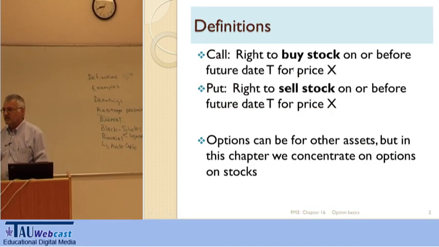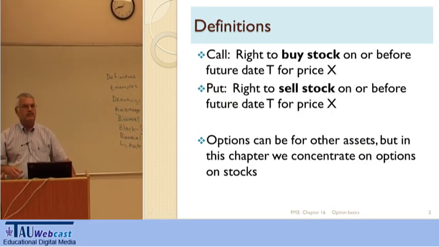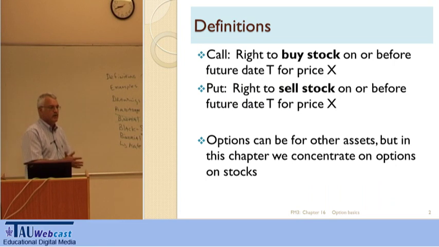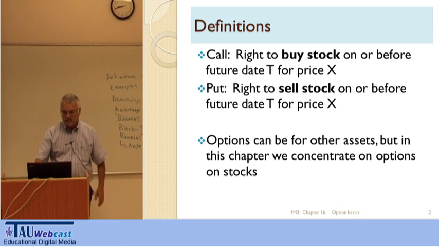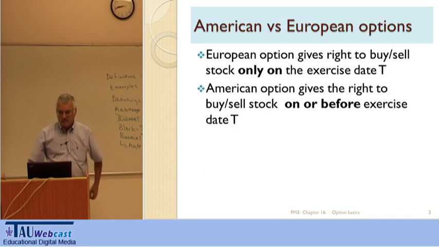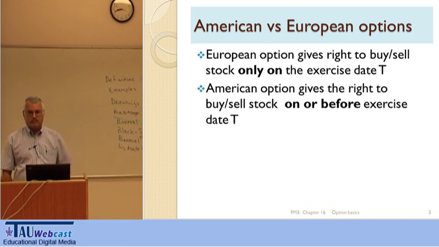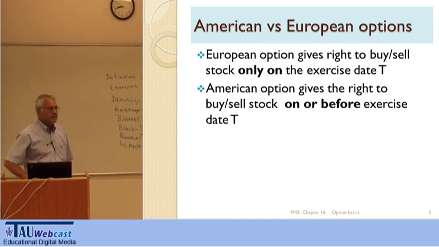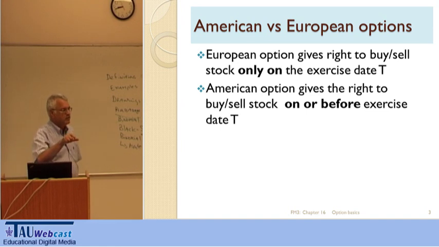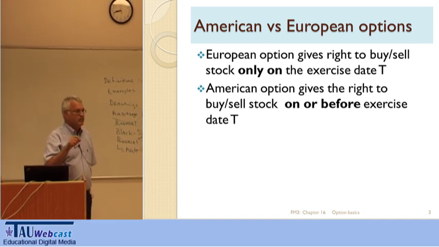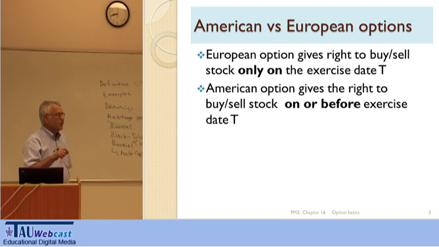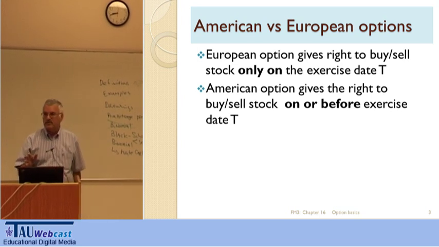Okay, everybody knows this slide, right? What's an option? It's either the right to buy or to sell a stock or something else at a given future price. What's the difference between a European and an American option? The answer is that a European option can only be exercised on a specific date, and an American option can be exercised on or before a specific date.